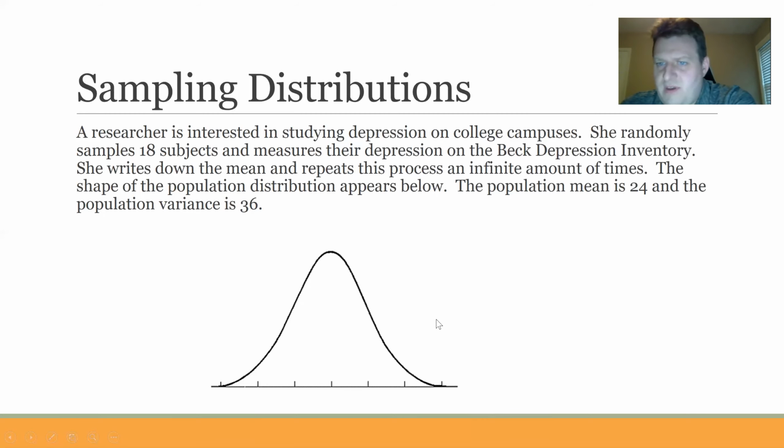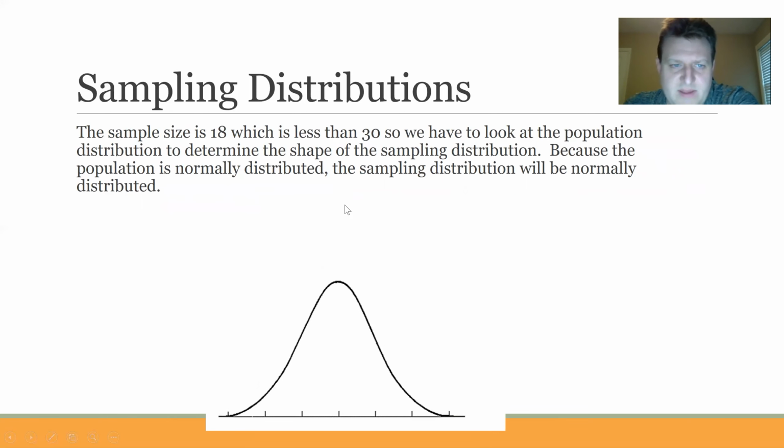So let's first talk about what the shape is. All right, I should have put the questions on this slide. Oh well. What's the shape of the distribution? Well, the population is normally distributed, so it doesn't matter that we only have 18 subjects. Part 2 of the central limit theorem says that if our population distribution is normally distributed, then our sampling distribution is going to be normally distributed, okay? So that's what we've got here.